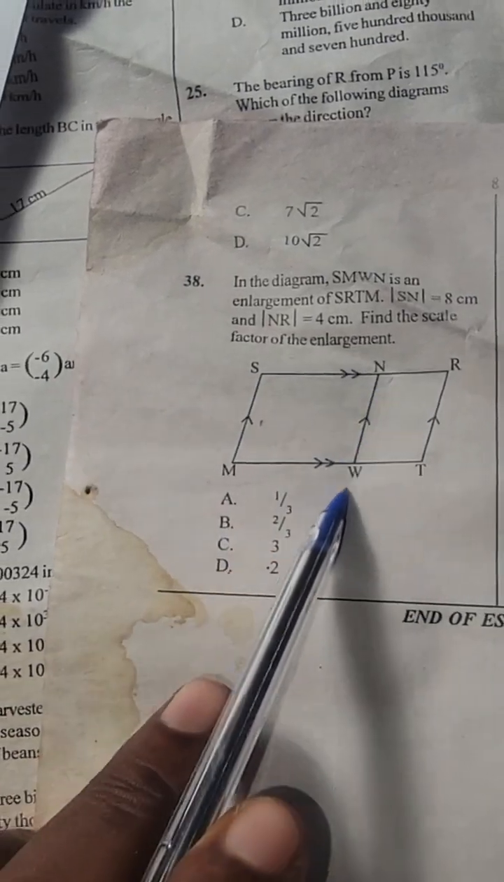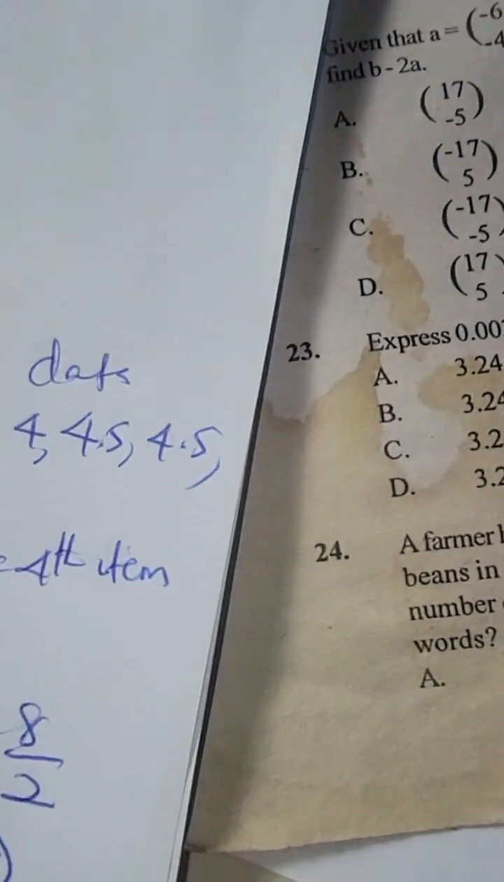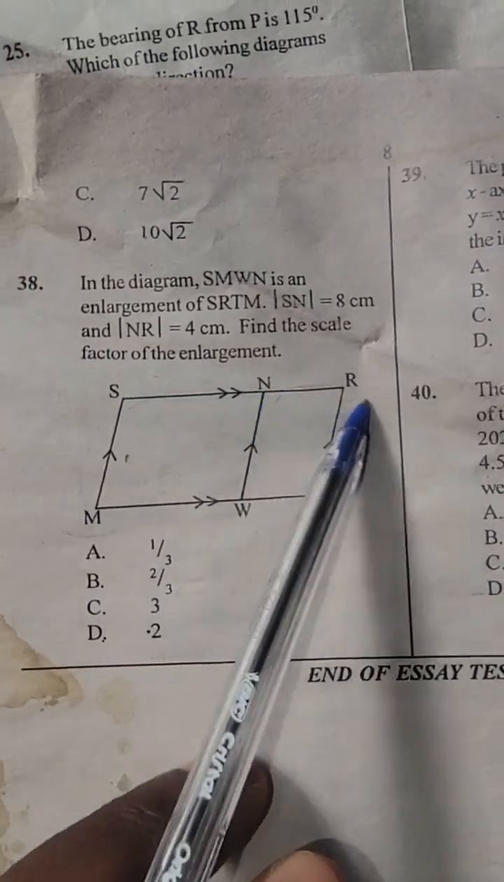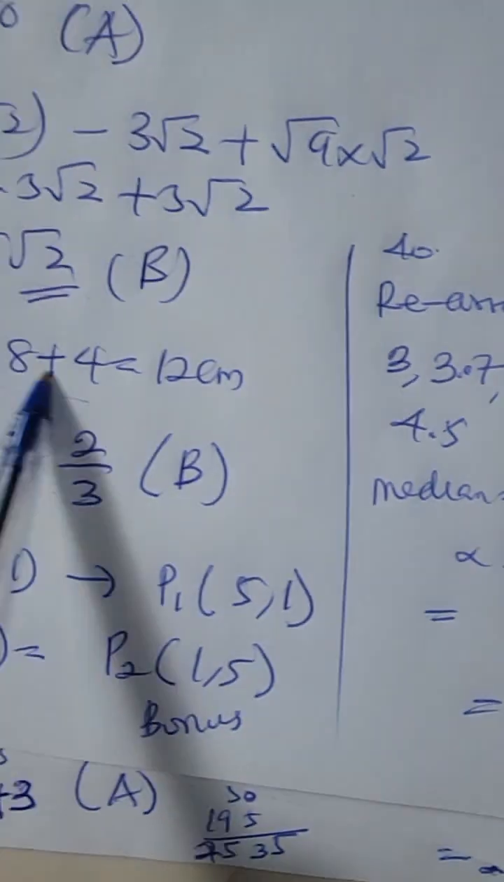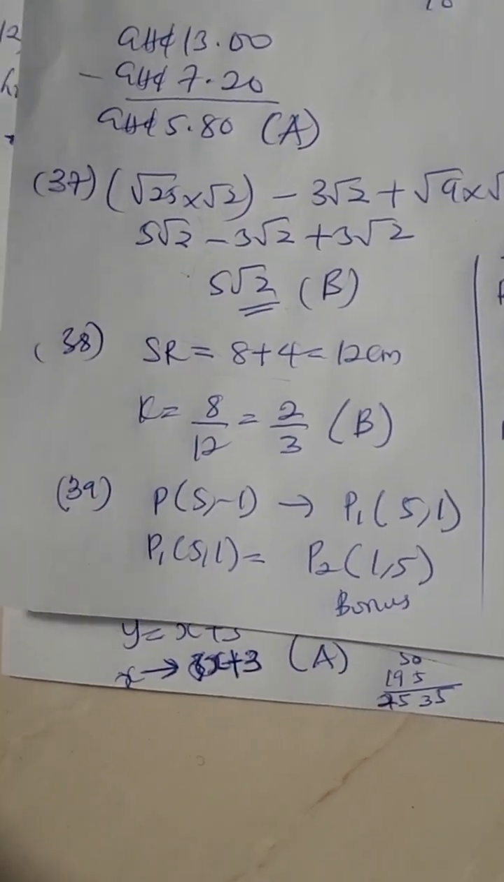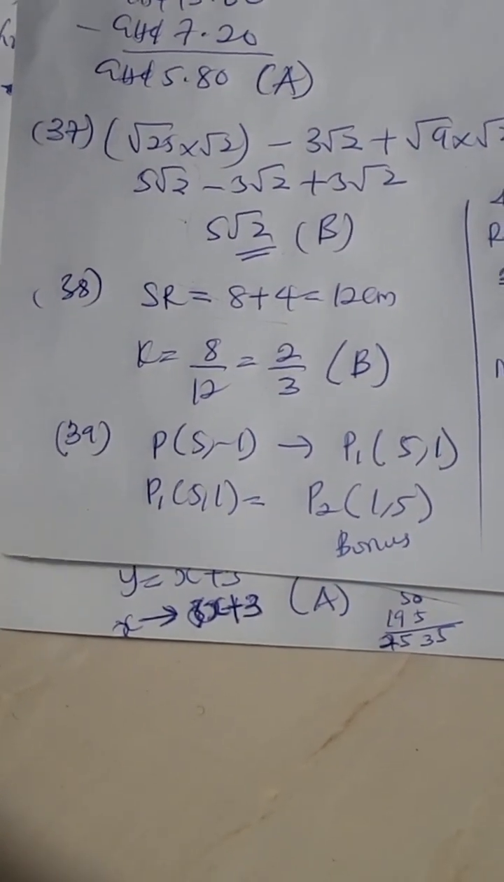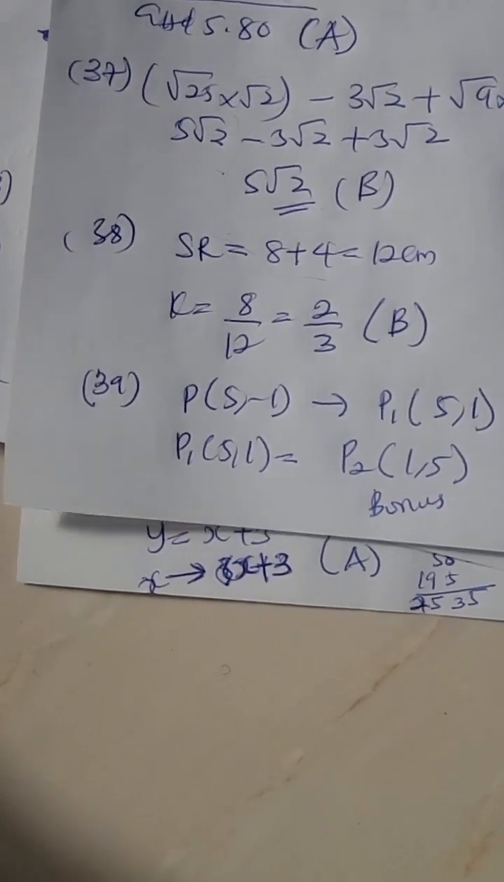SNWN is an enlargement of this. So that's the image. So SN is 8. Now I need SR to find it. SR is SN plus NR. 8 plus 4 is 12. So that's 8 out of 12 for the scale factor. Because to find the scale factor, use the image length out of the corresponding object length. So 4 divides the 8, 2, 4 divides the 12, 3, and that ends it.